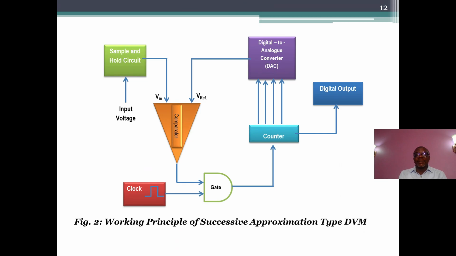Let's look at the diagram and see what is happening. Now, to the left, you see the input voltage, which enters into the sample and hold circuit. Now you see the comparator. The comparator is just an op amp connected without a feedback. So it has two inputs.